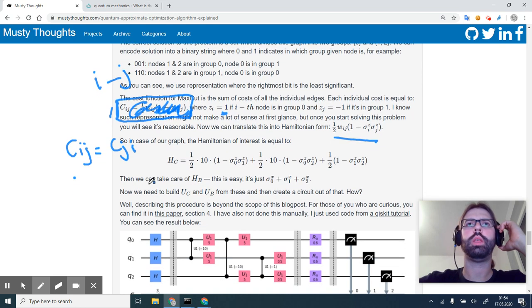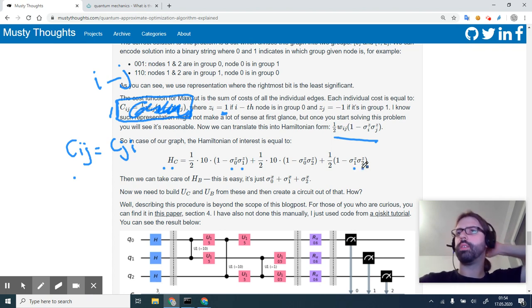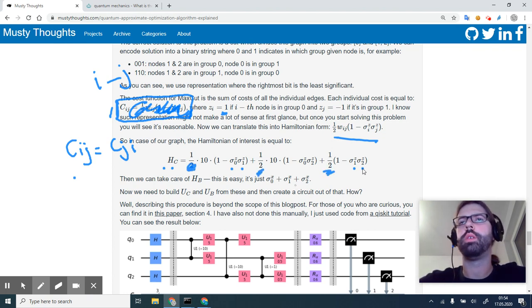So we can now take care. So HC is the cost function. Okay, so these are the qubits: 0, 1, qubit 0, 2, qubit 1, 2. Okay, but that doesn't make sense. These halves, why these halves? Why are these halves in here? This makes sense. That's not what I meant then.